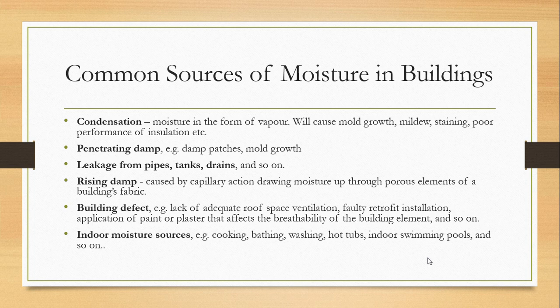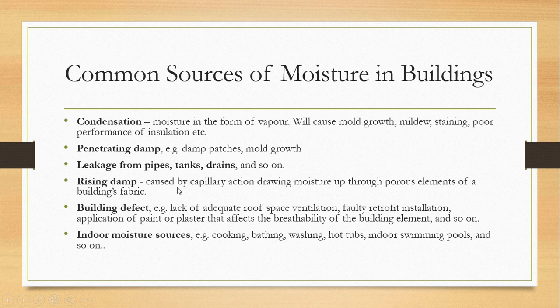All right, then you also have penetrating damp. Examples would be damp patches, for example, in your walls or in your carpeting, and this can cause mold growth as well. You can have leakages from pipes, tanks, drains, and so on. Then we have rising damp. Notice this is different from penetrating damp.